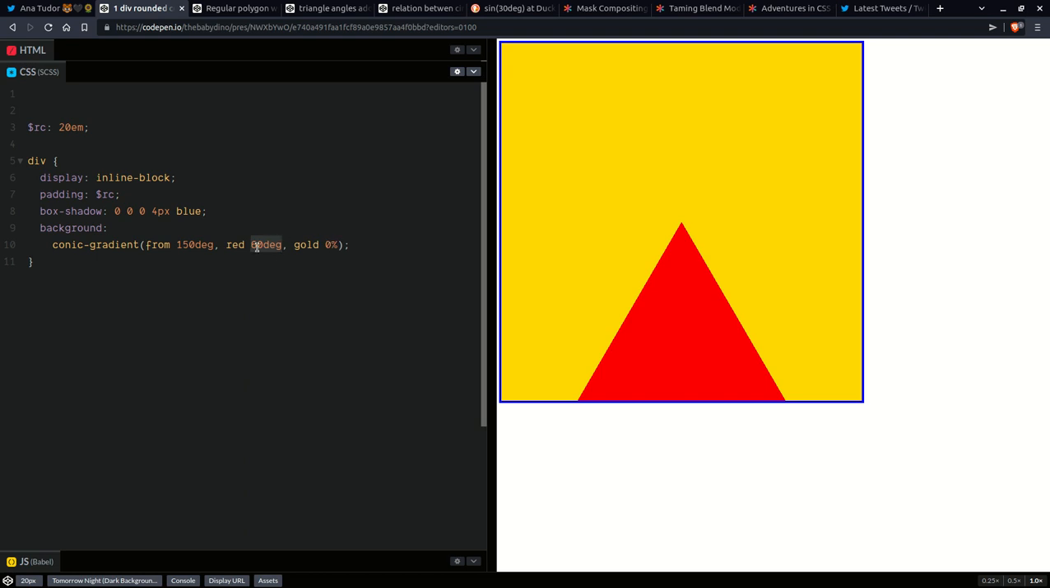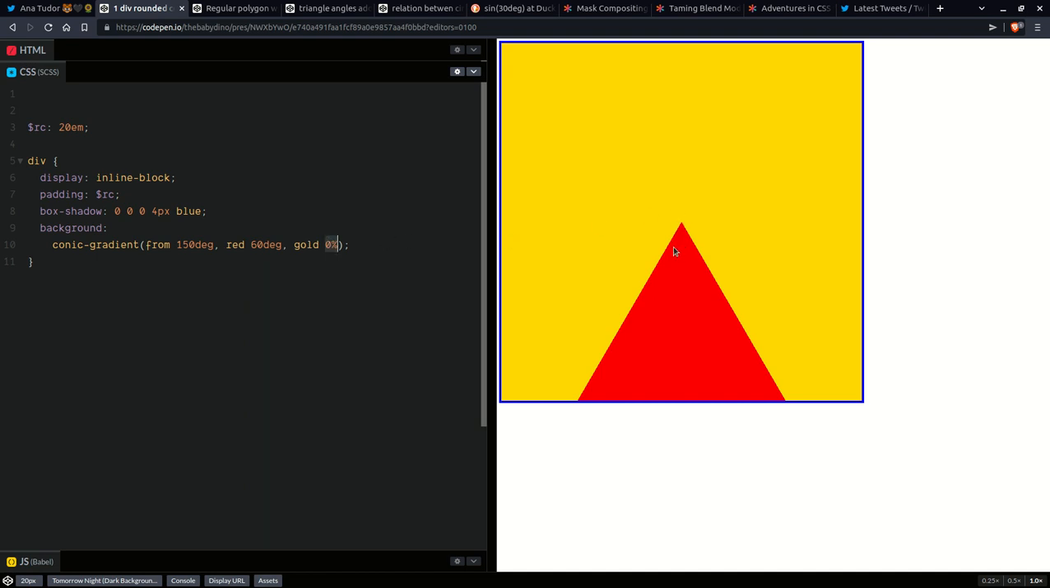But then if we change this value from 60 degrees to something else, then yeah, it's not going to work. But if this value is smaller or equal to this one, we're always going to have a sharp transition. And 0 is always smaller than every positive number. So yeah, we're going to use 0 there. So we have a sharp transition.